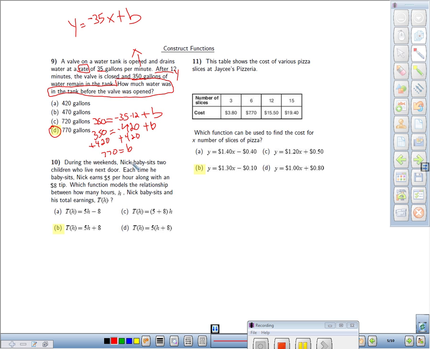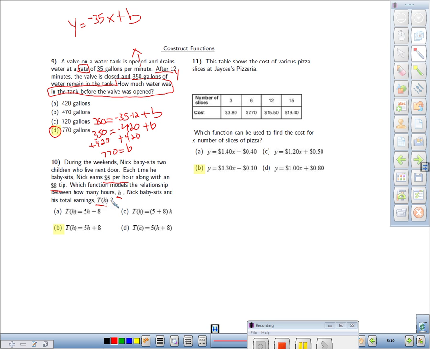During the weekends, Nick babysits 2 children who live next door. Each time he babysits, Nick earns $5 per hour, along with an $8 tip. Which function models the relationship between how many hours, H, Nick babysits, and his total earnings, T of H?